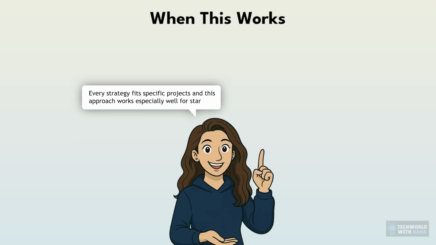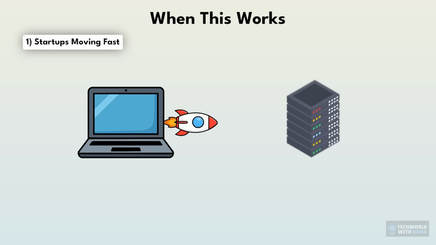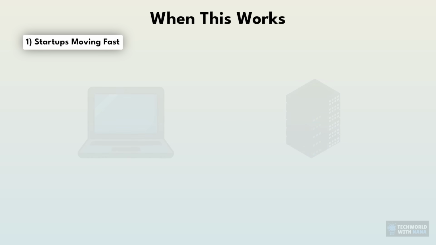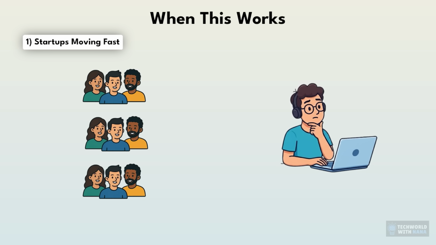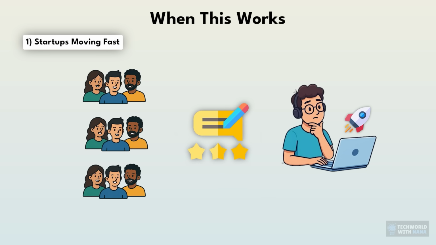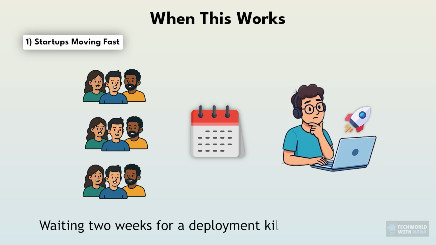But as I said, every strategy fits specific type of projects. So this approach works especially well for startups that are moving fast because you need to ship features quickly. You probably don't have tens of millions of users. So your main priority is to basically iterate really fast based on user feedback. So waiting 2 weeks for a deployment may kill your momentum in your entire startup.